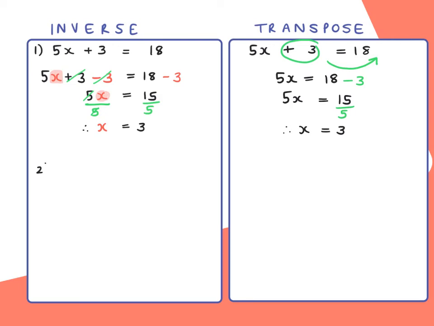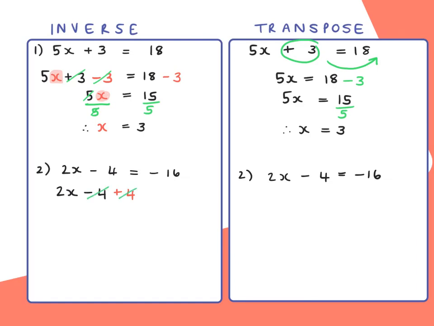Let's have another go at this. Let's do 2x minus 4 is equal to, let's work with some negative numbers, negative 16. And we're going to answer this both ways. It's so easy, right? So the inverse method is we're wanting to isolate down to 1x. So negative 4 plus 4 will take me to 0.